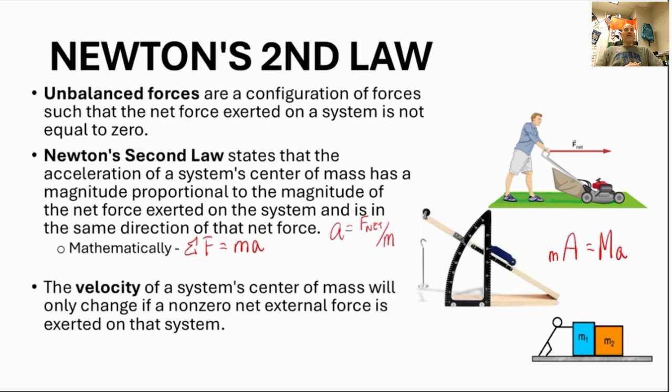We talked about this in the center of mass video. The velocity of a system's center of mass will only change if a non-zero net external force is exerted on the system. In the center of mass video, we talked about the velocity of the center of mass being the sum of m_i v_i over the sum of m_i. For that to change, you would have to have a net force acting on the object, and that is what causes the change for the system.